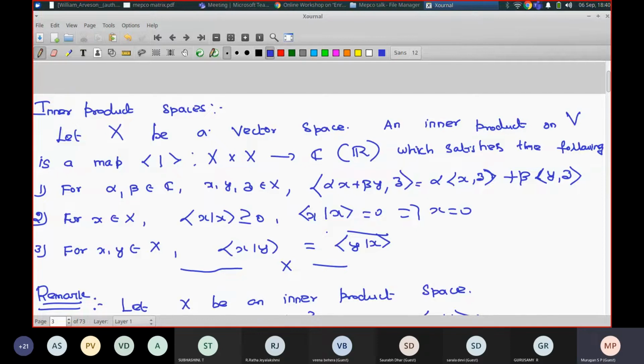For x belonging to X, the inner product of x comma x is always greater than or equal to 0, and if the inner product of x comma x equals 0, this implies x equals 0. So this is the positive definite condition for the inner product. For x, y belonging to X, the inner product of x comma y is equal to the complex conjugate of the inner product of y comma x. So these are the conditions. Any map which satisfies these three conditions is called an inner product.